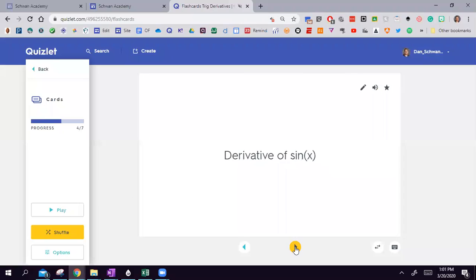Next one. Derivative of sine. Sam was quick. You guys, Marley, Abby, Karis, Will, Elena, Jacob, Anna. Good. The derivative of sine is cosine. Starts with a C. Tangent.